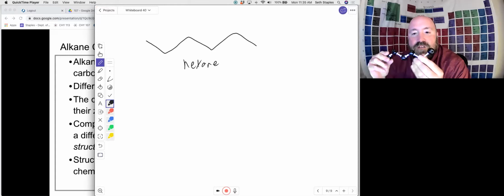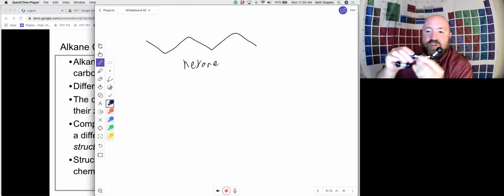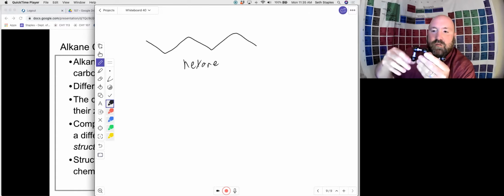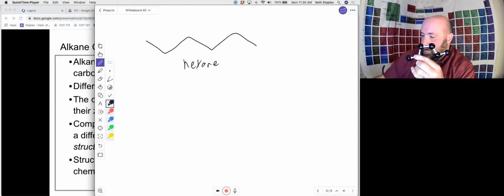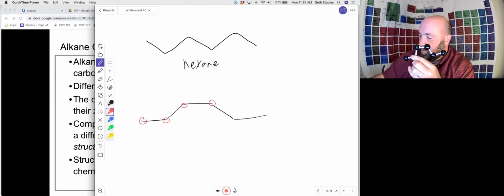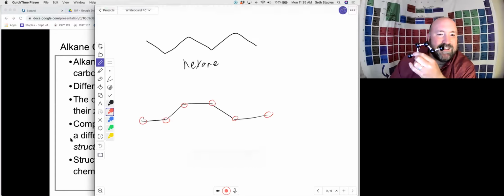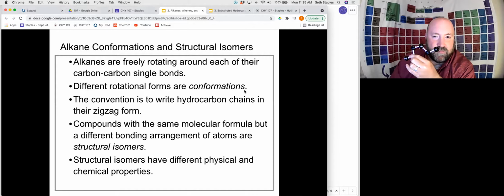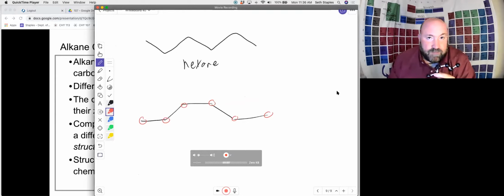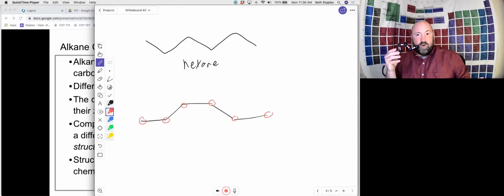These bonds, though, can all freely rotate. And so hexane might be shaped more like this. And if we were to draw what that looks like in the line structure, we would draw it like this. It's still our same 6 carbon atoms, 1, 2, 3, 4, 5, 6, still those same number of atoms, but a different, what we call, conformation. And so either one of these would technically be correct. Hexane could exist in either form.